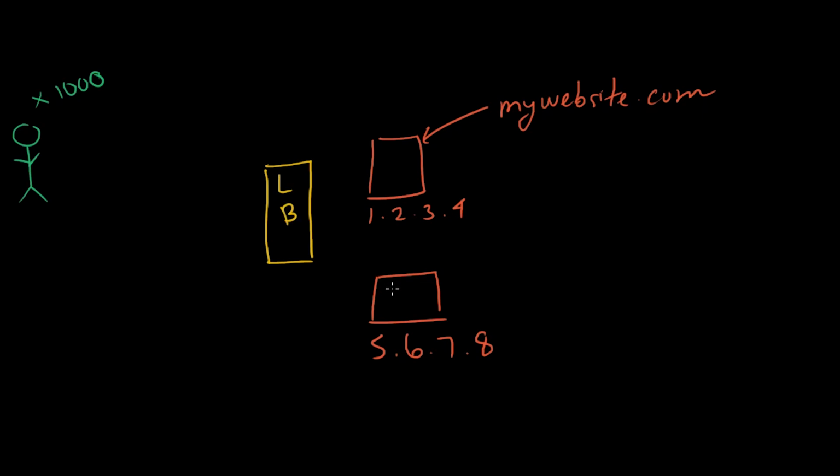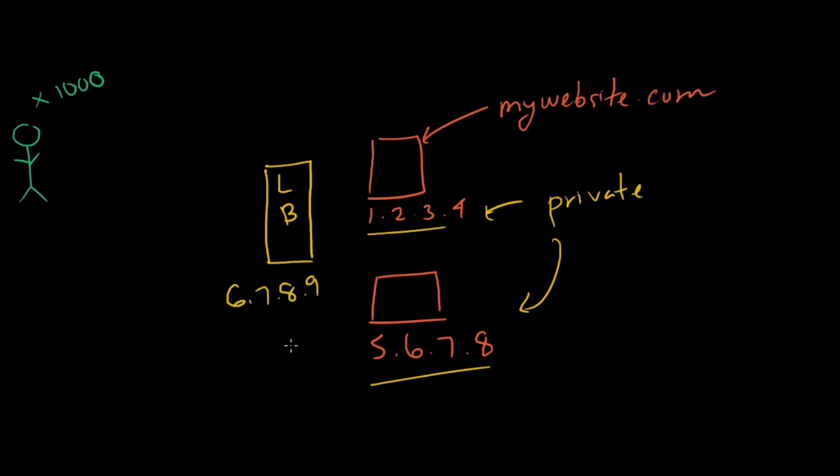And now, instead of these IPs being public IPs, previously they were public in the other example, you can make these private IPs, and so they won't be exposed to the public internet. So instead of these being public, you're going to give the load balancer a public IP address. So let's just say it's IP address 6.7.8.9. Now, when the user makes the request to your application, the DNS resolution is going to point to the load balancer's IP address.